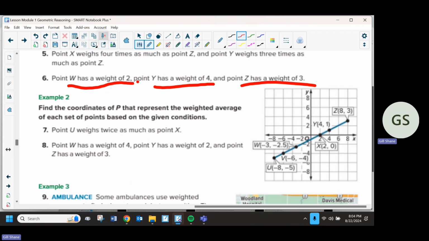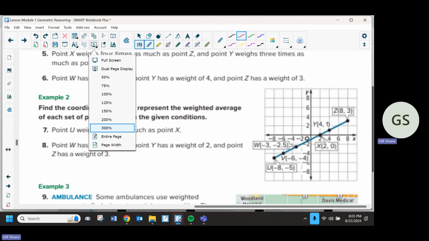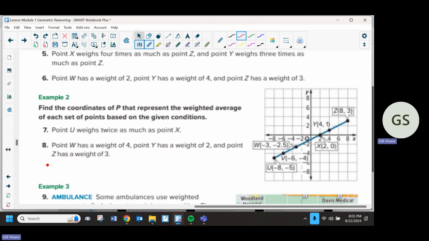If we are doing this on a coordinate plane, so we have a graph. I don't think, can I zoom? Yeah, I can't zoom in anymore. Well, let's do this.